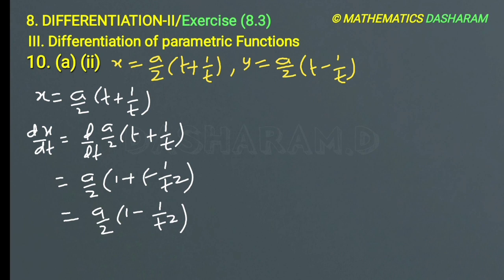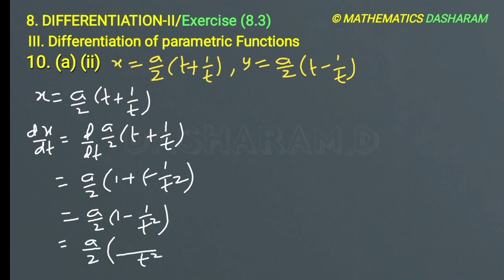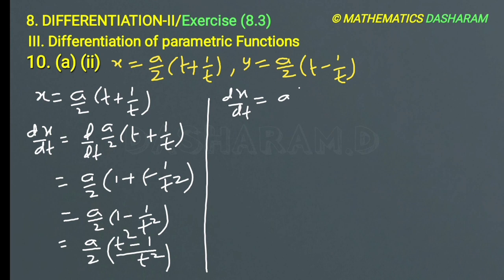So next, let's take the LCM. A by 2 bracket of, here t square is the LCM. So then t square minus 1. So then dx by dt equals a bracket of t square minus 1 divided by 2t square.